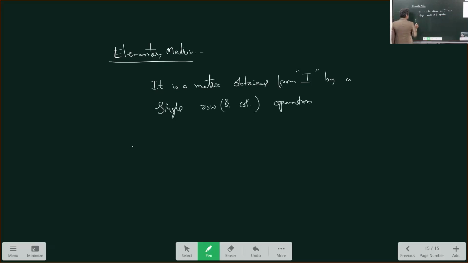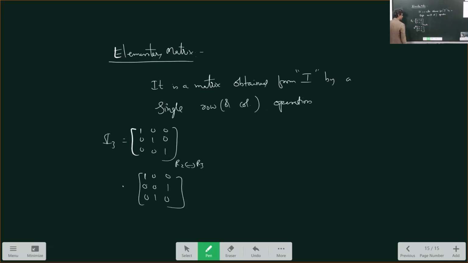For example, this is the identity matrix I have, I3. I am applying one operation: R2 and R3 are interchanged. What do I get now? 1 0 0, 0 0 1, 0 1 0. Now I say that this is one elementary matrix.